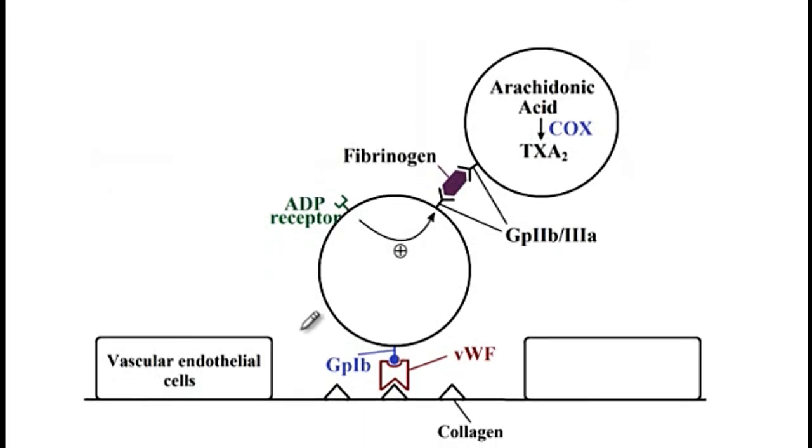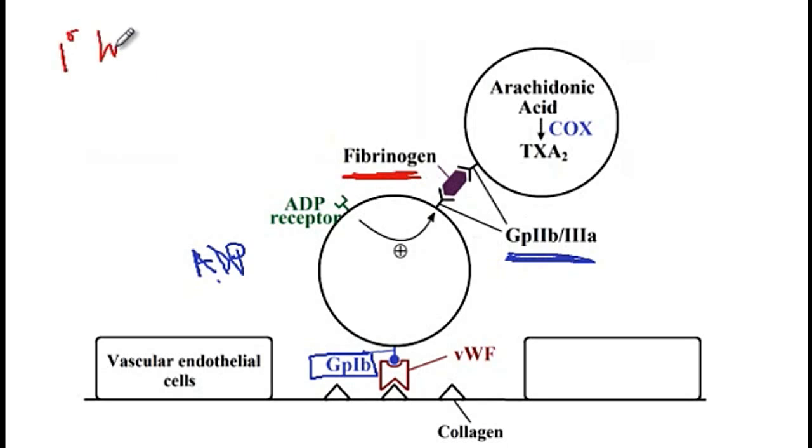Once there is damage, von Willebrand factor will bind to the collagen, and then from there on, the GP1B receptor will bind to the von Willebrand factor. Granules will be released, which contain the ADP. ADP acts on the ADP receptors and causes a conformational change that will lead to the exposure of GP2B3A to the cell surface. And then the GP2B3A of platelets would be able to bind together via the fibrinogen being placed in between. And this whole mechanism is referred to as primary hemostasis.